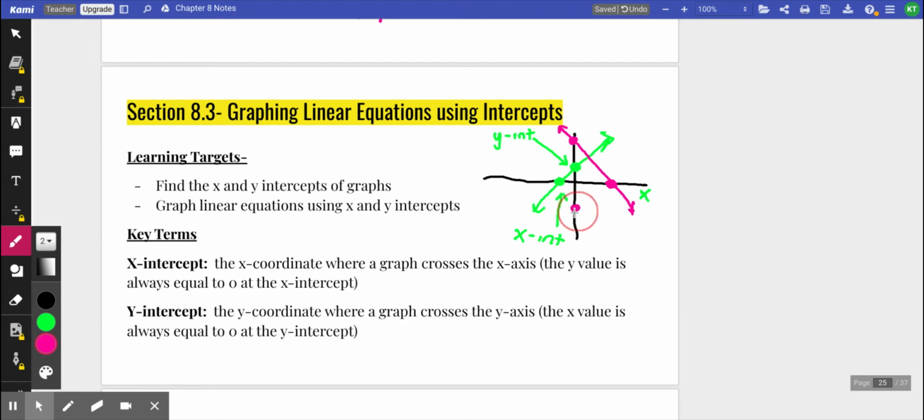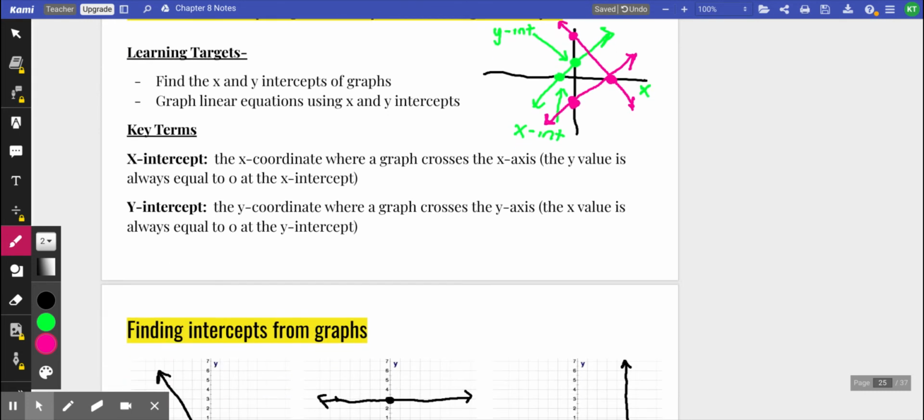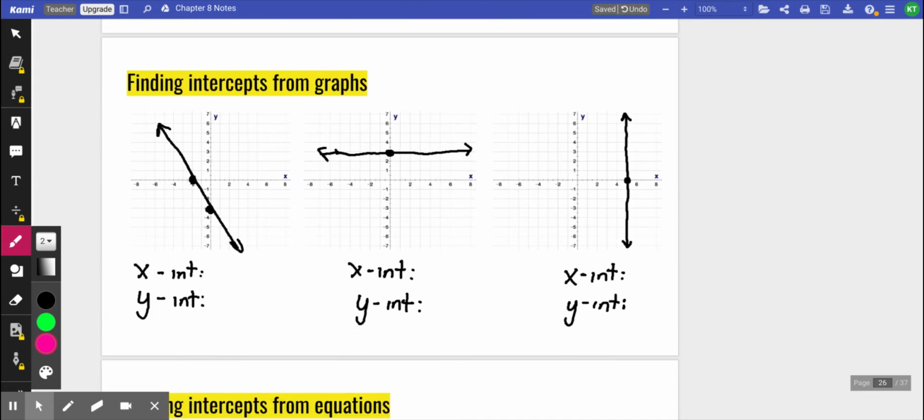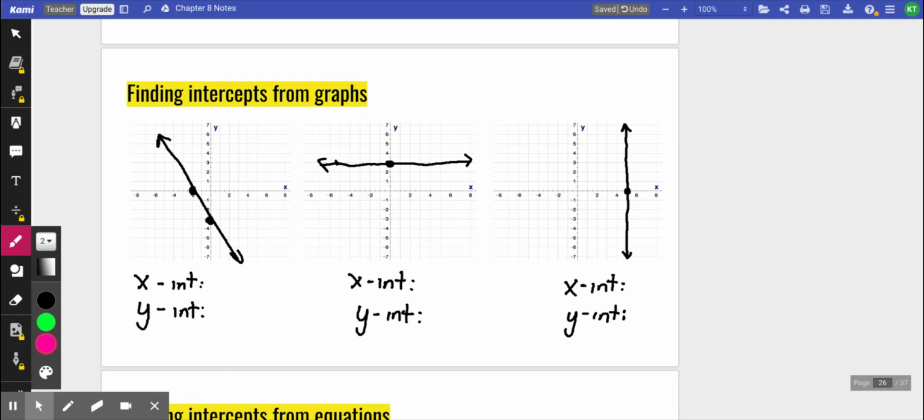And we could have it where it crosses down here, right? So you could have a y-intercept that's negative as well. So that's what it means to be an intercept. It's where it crosses the given axis. So we want to find these intercepts from the graph.